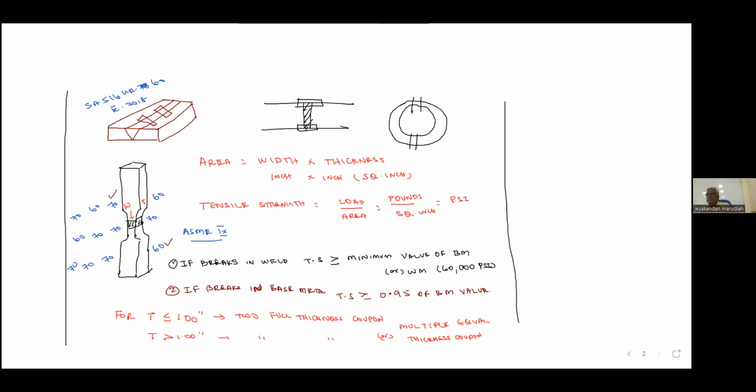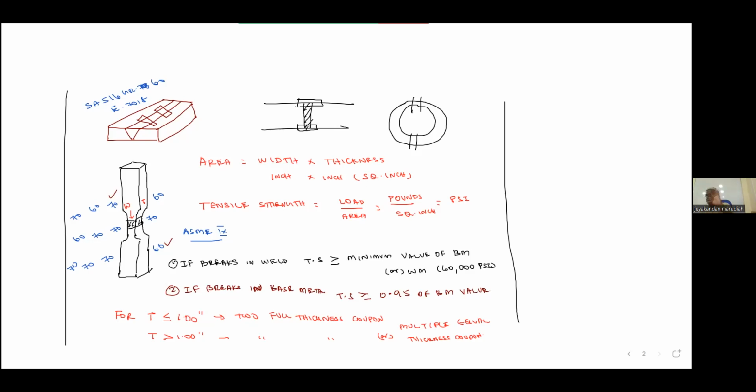So tomorrow we will do section 9: how to prepare a PQR, how to qualify a PQR, then how to write a WPS. This all we will see tomorrow. So for that, these are all the basic mechanical testing, the section 9 requirements. Section 9 mechanical testing has only 2: tensile test and bend test.